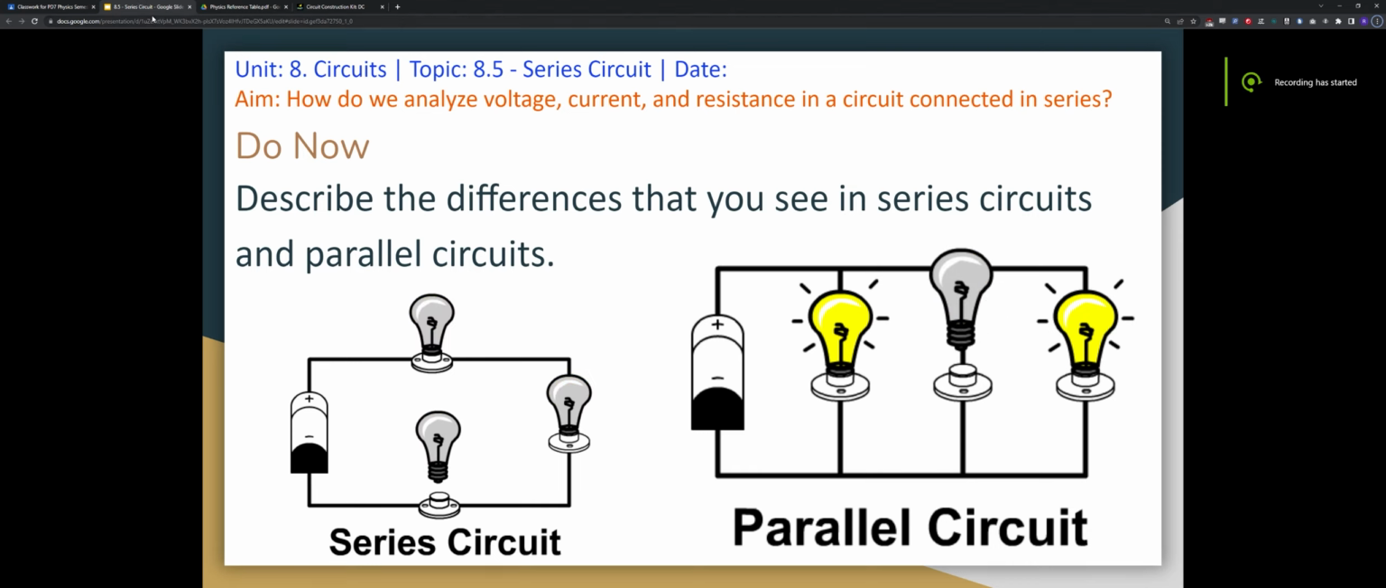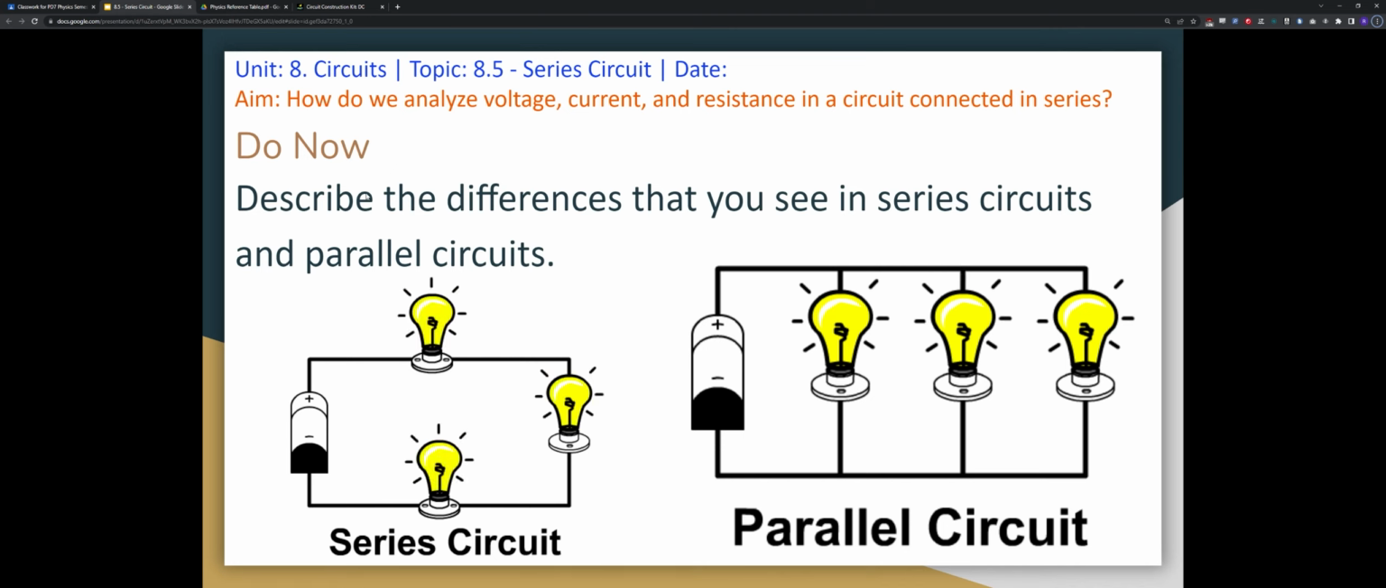All right, so this is the lesson on 8.5, series circuits. The Do Now question says, describe the differences that you see here in the circuit that's called a series circuit, and the other circuit that's called a parallel circuit.